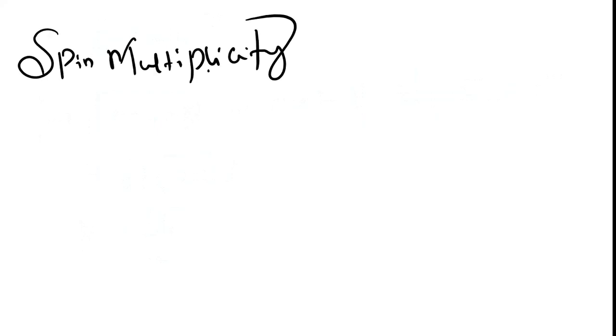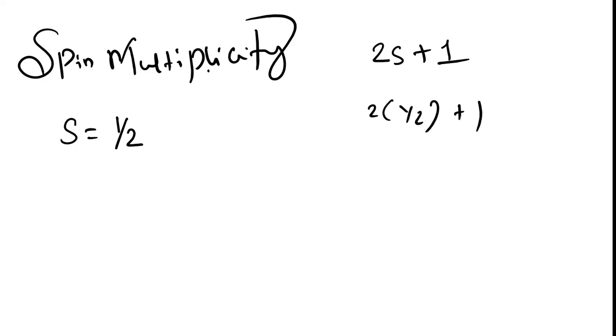You can go for spin multiplicity. Spin multiplicity in the sense that is 2S plus 1. That is the formula. So here S is equal to, how many unpaired electrons are there? Only one. So it will be only one half. So the value will be 2 into half plus 1, that is equal to 2. Spin multiplicity is 2.